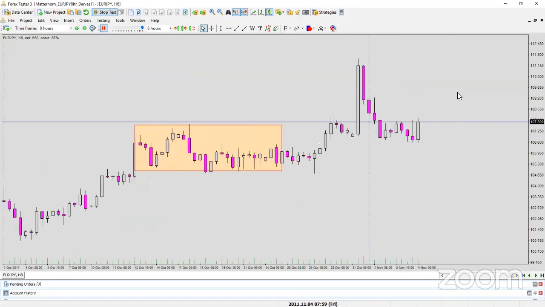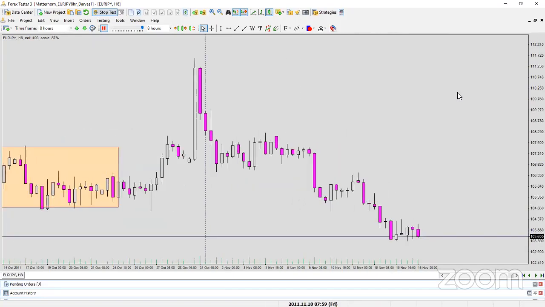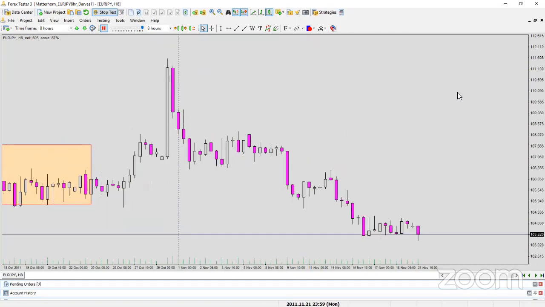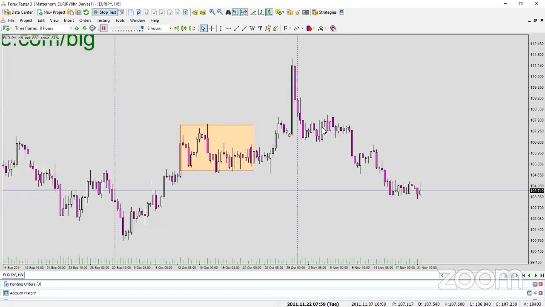Right. Okay, so this is still range bound. What I'm looking for here is a market that's going to break out and actually go somewhere. And when it does, see, now we could be in a downtrend here. If I back it up, you can see from this peak here, we've fallen down. We've made a nice little consolidation, then we've fallen down, consolidation, fallen down, consolidation. This could actually be a downtrend.